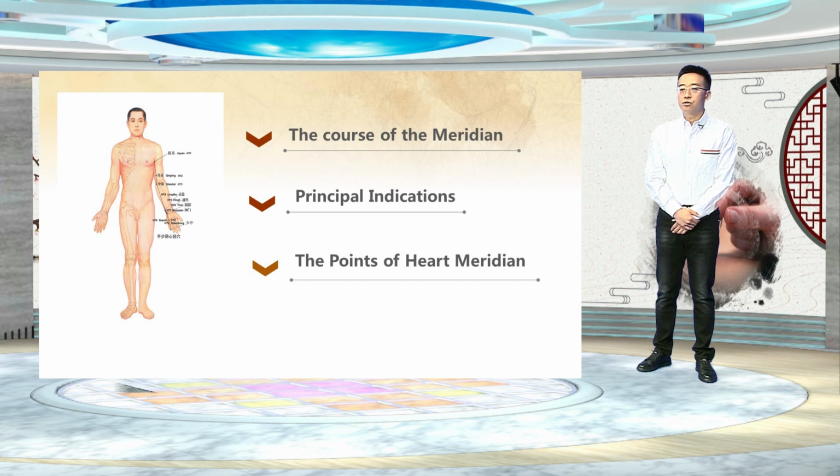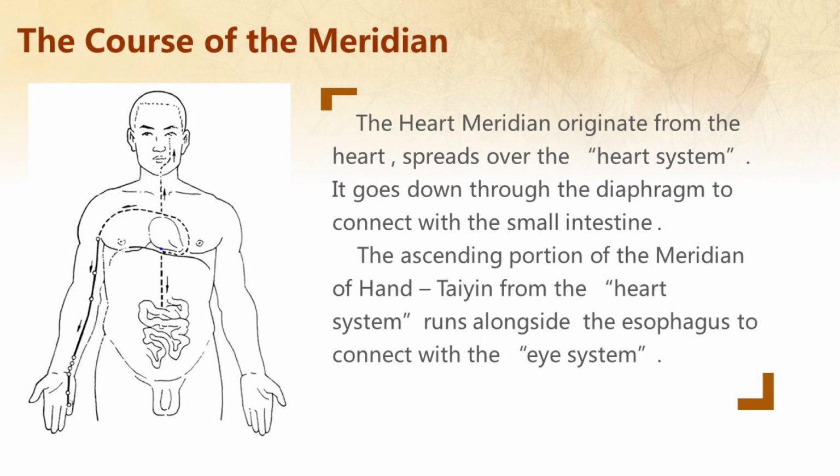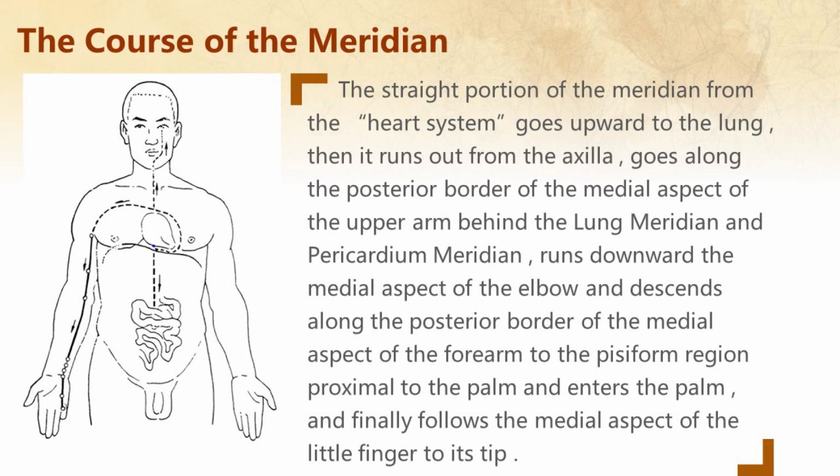First of all, let's start to learn the course of the meridian. The heart meridian originates from the heart, spreading over the heart system. It goes down through the diaphragm to connect with the small intestine. The ascending portion of the meridian from the heart system runs alongside the esophagus to connect with the eye system. The straight portion of the meridian from the heart system goes upward to the lung.